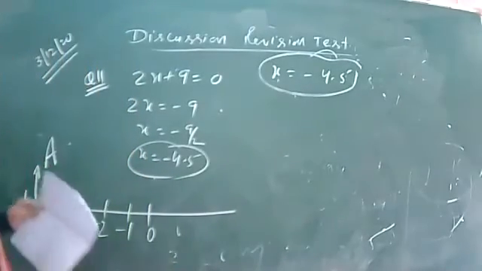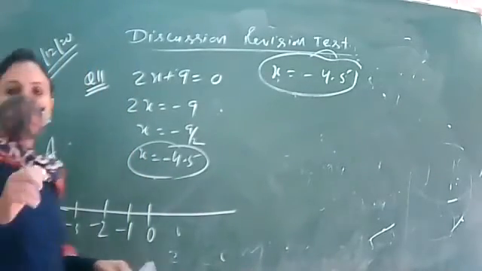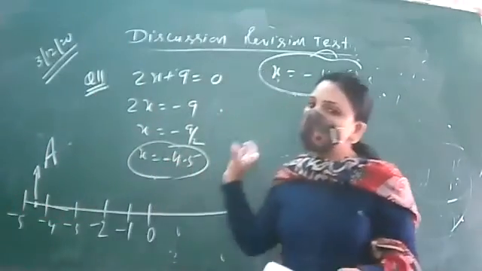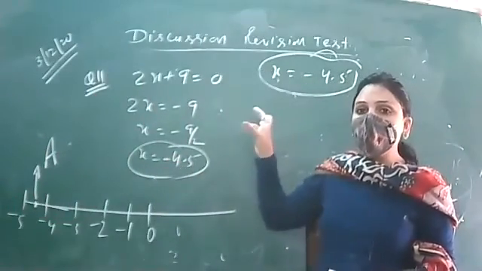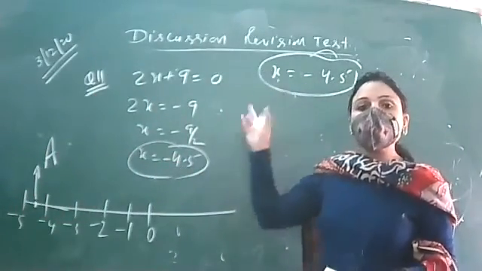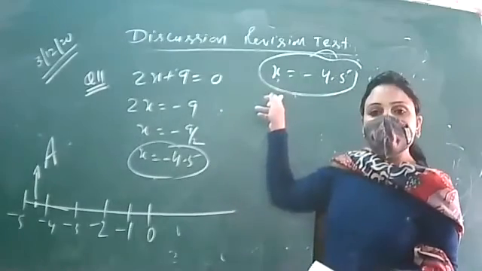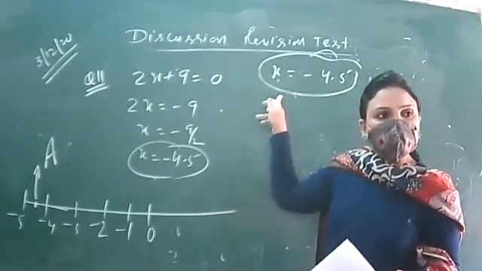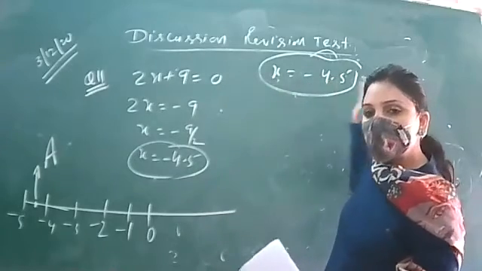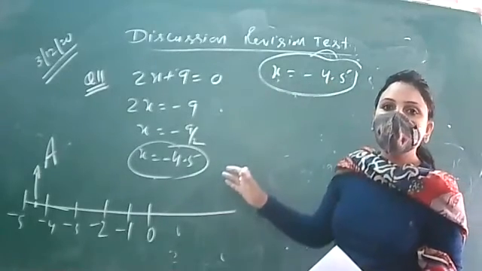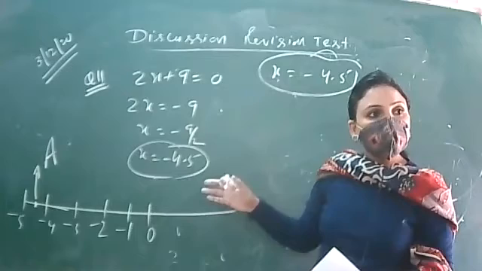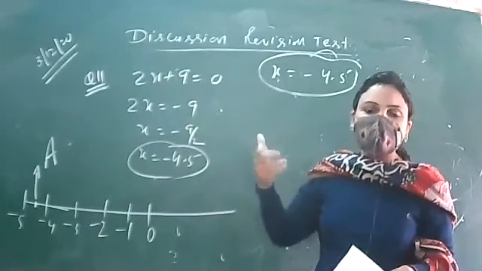So x is equal to minus 4.5. We can write easily that it represents a line. What did I say? A line in terms of x will be parallel to what? The y-axis. So it represents a line parallel to the y-axis at how much distance? 4.5. Whether it will be on the right or left? Left. Why left? Negative sign. And how to draw it?